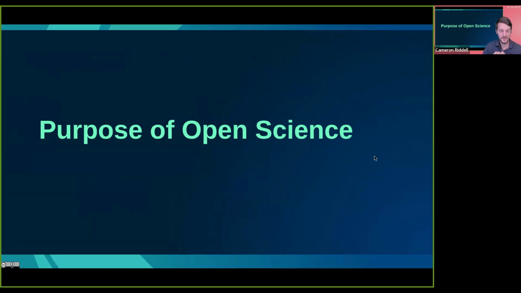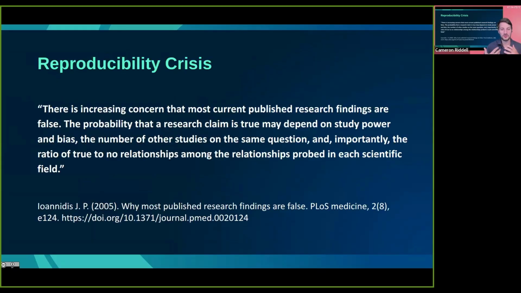And one of the biggest drivers is going to be the reproducibility crisis. We are moving away from the idea that science is not reproducible. And I love starting these trainings with this quote, that there's an increasing concern that most current published research findings are in fact false. The probability that a research claim is true may depend on study power and bias, so a little bit of statistics and also a little bit of study design, as well as the number of other studies on the same question. And so we get this idea here that science is going to be built on trust.